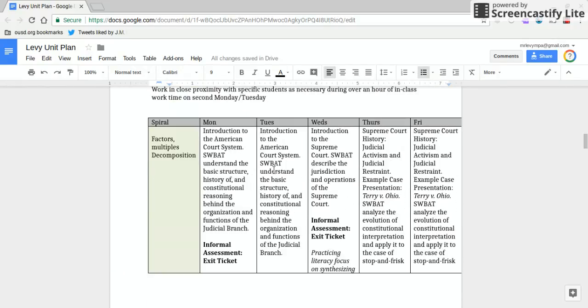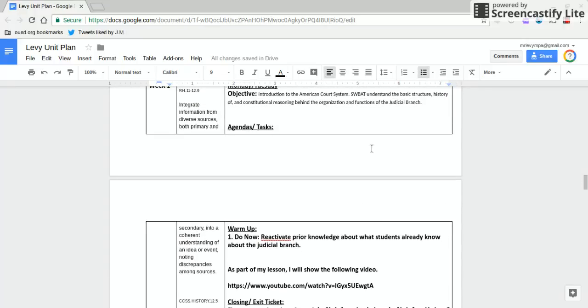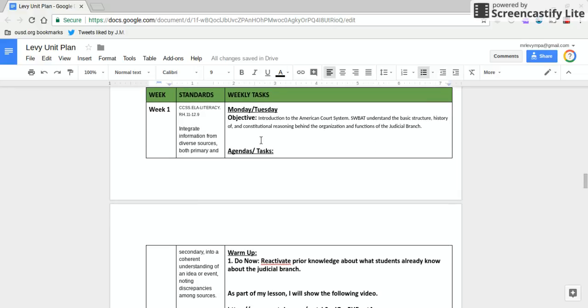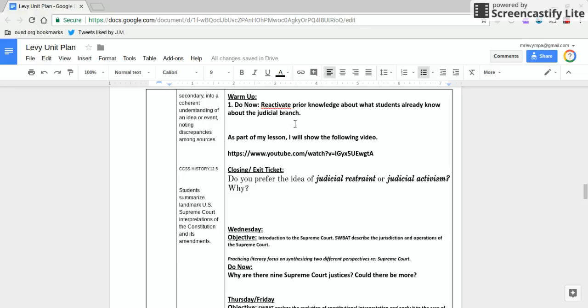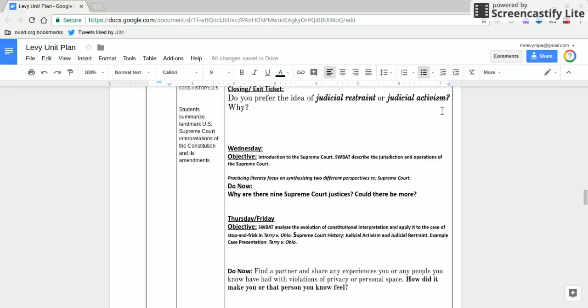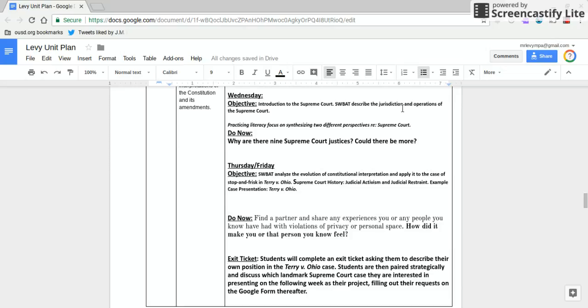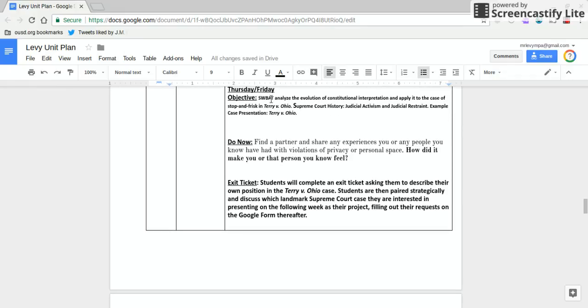I lay out the outline of the unit using this pre-given template, but I just want to run down a few highlights of the unit as well. Here we begin with reactivating prior knowledge about what students know about the judicial branch, because we do learn in the first unit of the government curriculum some basics of the judicial branch. We introduce the idea of judicial restraint and judicial activism. This first day connects with even the summative assessment at the end of the two weeks, because students will be mentioning judicial restraint or judicial activism to answer a question about the Supreme Court case that they research. We also have student-centered discussion around why there are nine Supreme Court justices, something I'm very interested in.